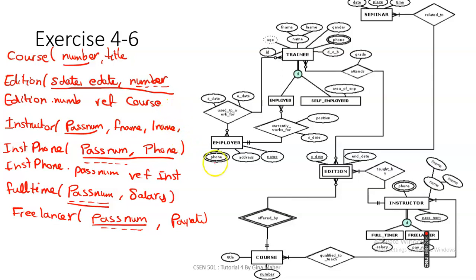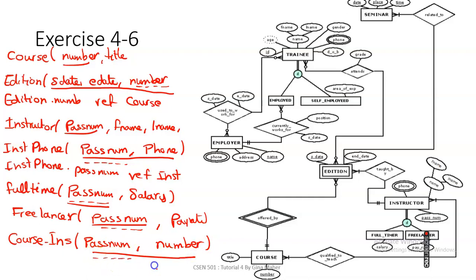Okay, next we have a relation between course and instructor, and it is a many-to-many relationship. So we can make course instructor and put the two primary keys together, which is pass number and number of the course. Both are primary key, and we have to state each one, reference which entity.